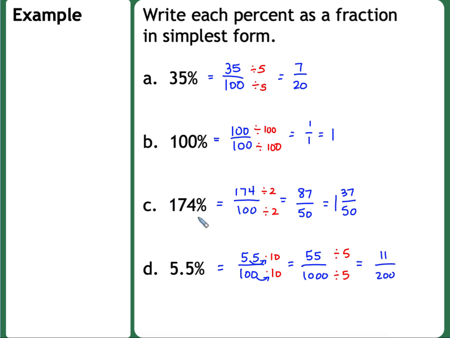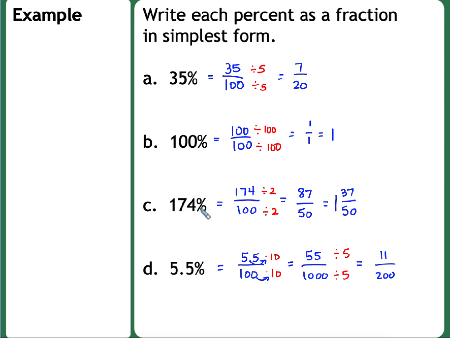Now we could have percents greater than 100. A lot of stock prices go up by more than 100%. So in this case, we still write that percent per 100, divided by 100, and simplify. And that 174% simplified is 87 over 50. And I'm okay if you leave it like this, but you could also write it as a mixed number. And the mixed number would be 1 and 37/50.